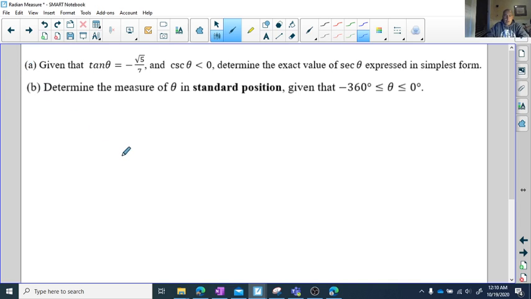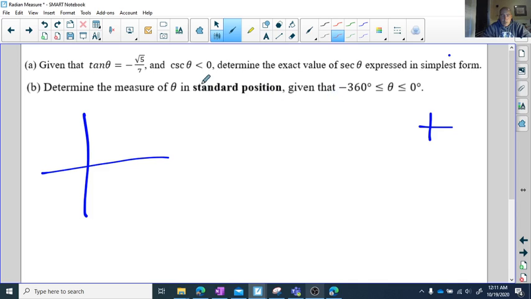This is one I just took off a test question from last year, so we'll kind of finish with this one. It says, given that tan theta is negative radical 5 over 7 and cosecant theta is less than 0, determine the exact value of secant theta in simplest form. So let's figure out where to draw this first.